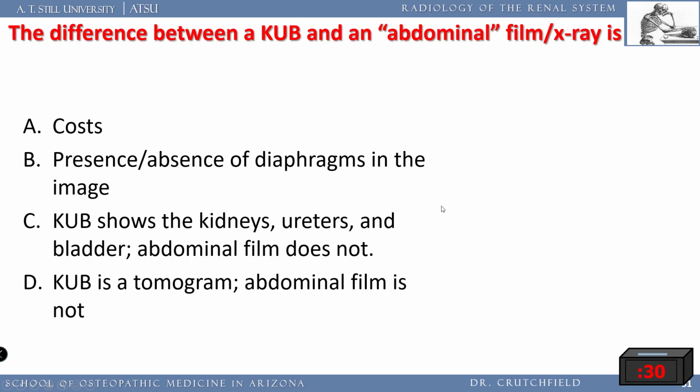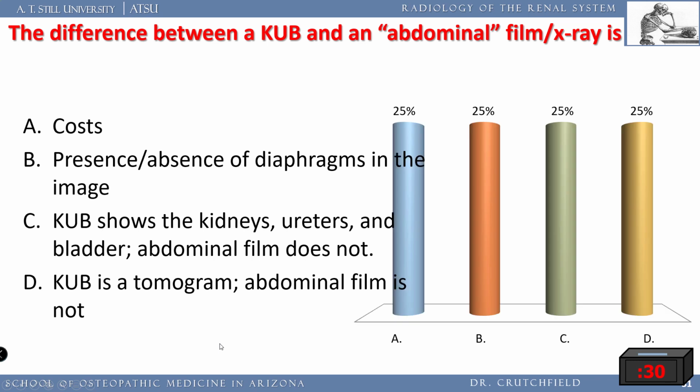Okay. So let's look at this question. A difference between a KUB and an abdominal film is cost. Nah, they're probably about the same. Presence or absence of diaphragm in the image. Yep, that could be. KUB shows the kidneys, ureters, and bladder. An abdominal film does not. Well, an abdominal film could show all those. KUB is a tomogram. An abdominal film is not. So KUB is not a tomogram, and an abdominal film is not a tomogram.